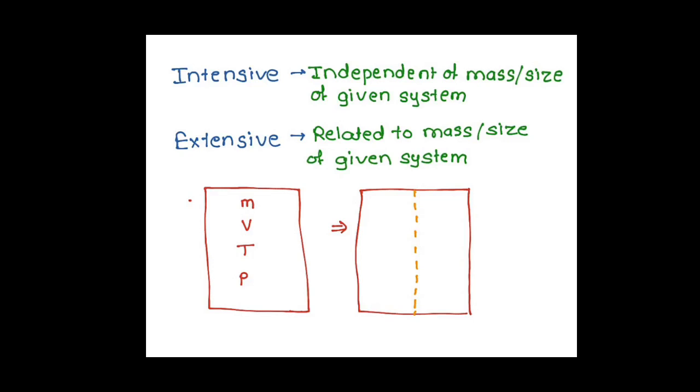Now each part will have the same value of intensive properties but half the values of extensive properties, that is half the mass and half the volume. So from this example we easily got that mass and volume are extensive properties, that means they are related to the mass or size of the given system, whereas temperature and pressure are independent of the size or mass of the system, so we will classify them as intensive properties.